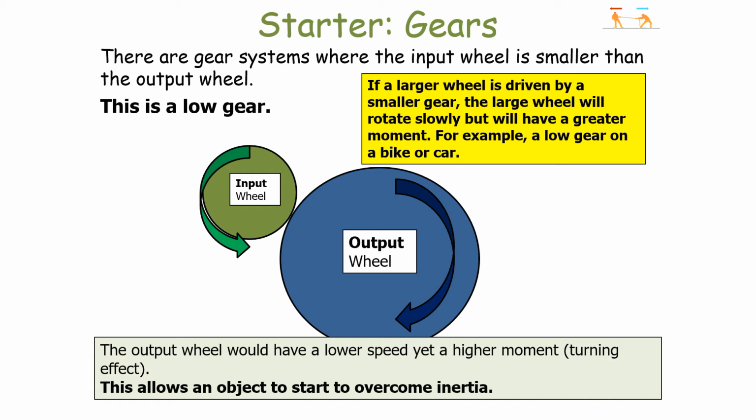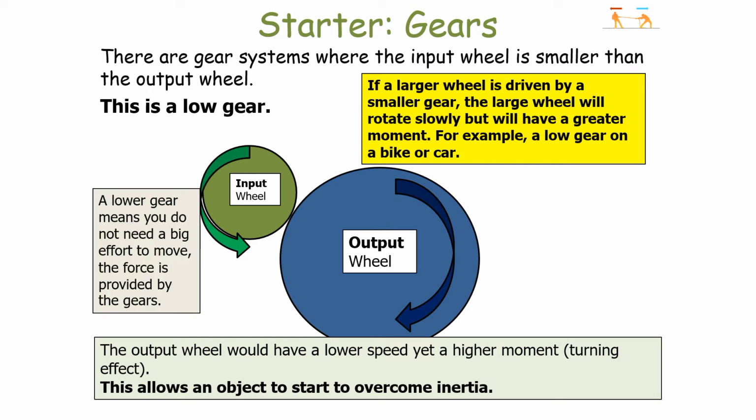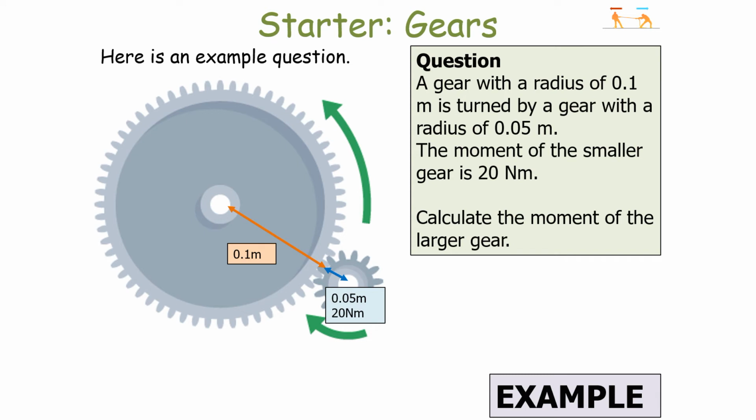So for the same force, a larger moment is produced. However, because it is a larger output wheel, it will rotate slower. So this allows a larger turning effect or moment, yet a lower speed. So we would use a low gear to allow an object to start to overcome inertia. So a lower gear means you don't need a big effort to move because this larger turning effect is provided by the gears. So let's look at an example question.